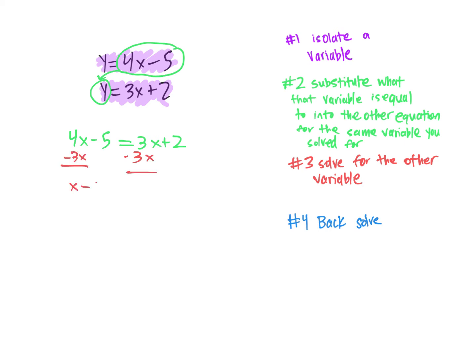I'm going to get all of my x's on the same side of the equation. So I'm going to have x minus 5 is equal to 2. I'm going to add 5 to both sides. I end up with x is equal to 7. Now we aren't done here. We do need to back solve.